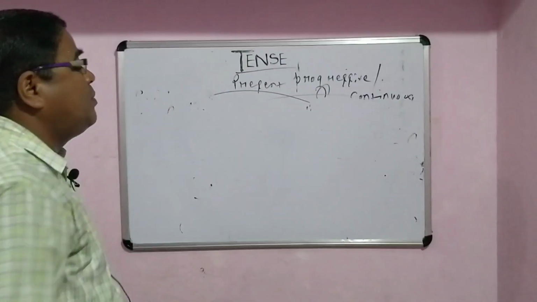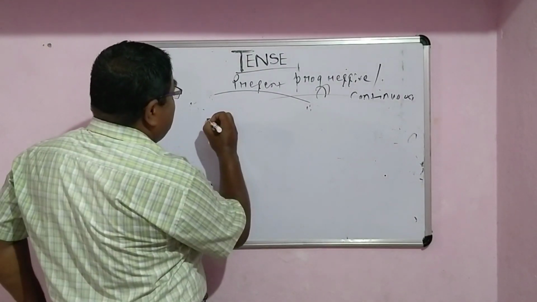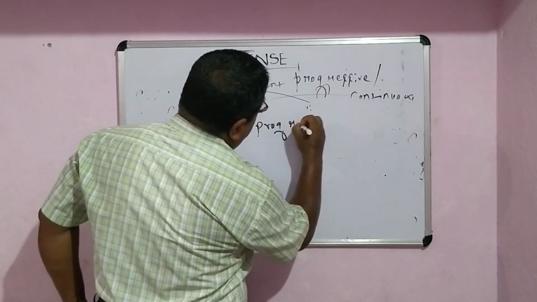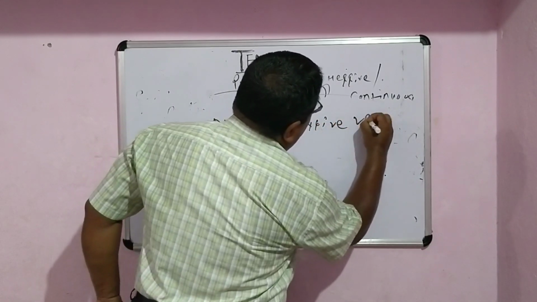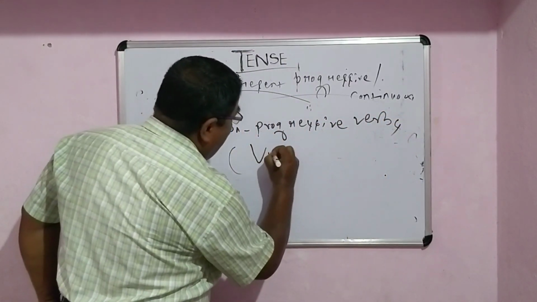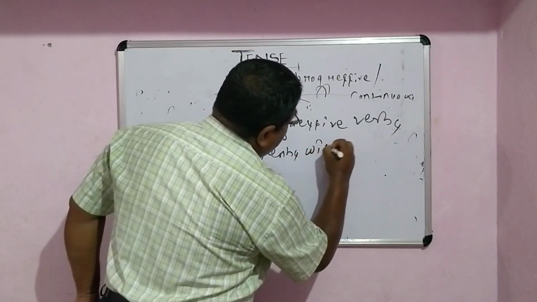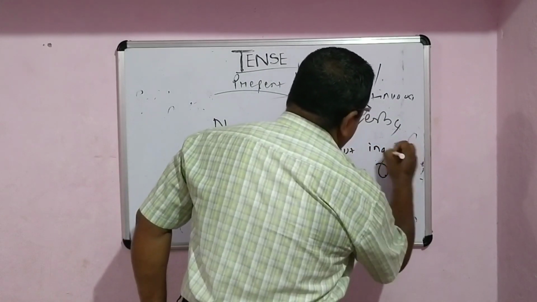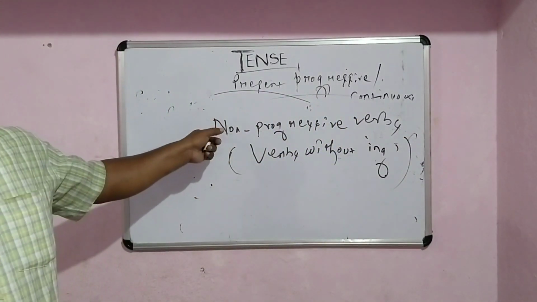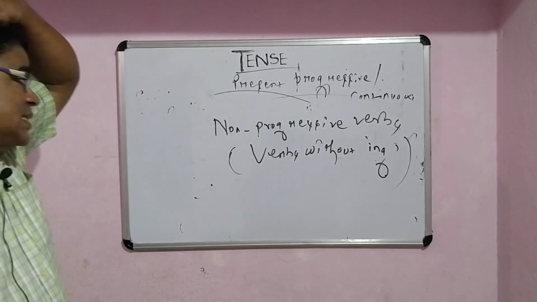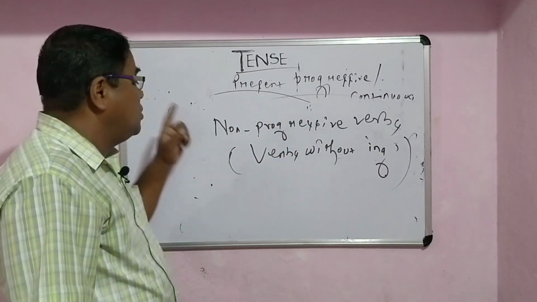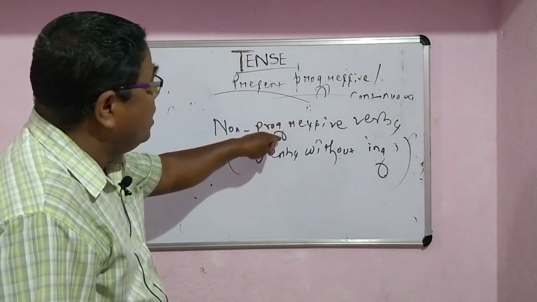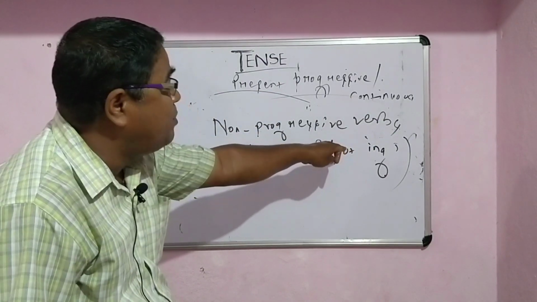But a very important thing that you have to mark: in English there are certain verbs called non-progressive verbs. What are non-progressive verbs? That means verbs without ing. Because progressive means ing. If the verbs don't take ing, these verbs are called non-progressive verbs. Especially you have to remember a list of the verbs which go without ing. Under any circumstances, you can't make these verbs with ing. Simply you have to avoid ing.